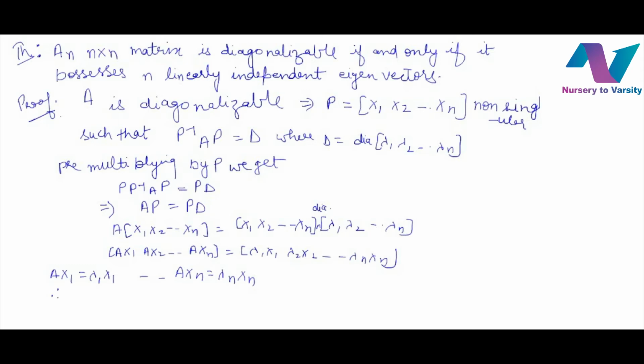Therefore, we can say that these are the characteristic equations of A. Therefore, x1, x2 up to xn are the eigenvectors, and the diagonal matrix lambda 1, lambda 2 up to lambda n forms the eigenvalues. This is the form of the characteristic equation. Therefore, these are the eigenvectors and eigenvalues.